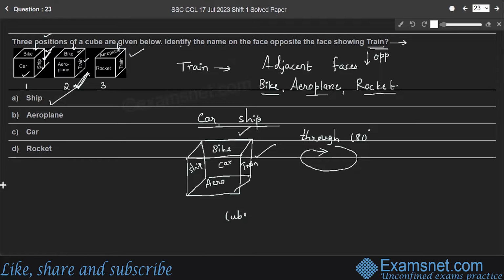So, therefore, we have to write the adjacent faces of train first. Easily we can identify its opposite face later. Therefore, option A is the right answer.